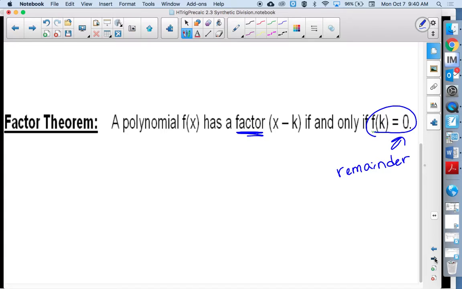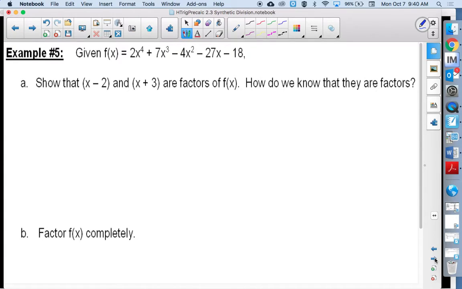So the last problem on here wants us to take this big polynomial, 2x to the 4th, and it says show that x minus 2 and x plus 3 are factors. How do you know they are factors? So let's start. How do I show that they would be factors? Dylan?